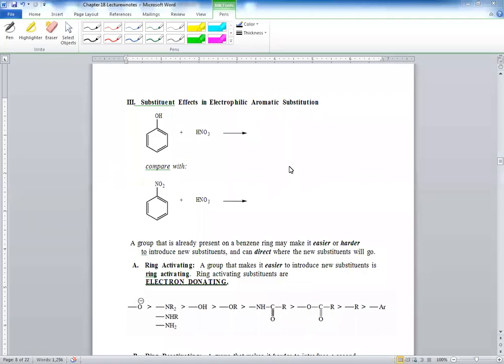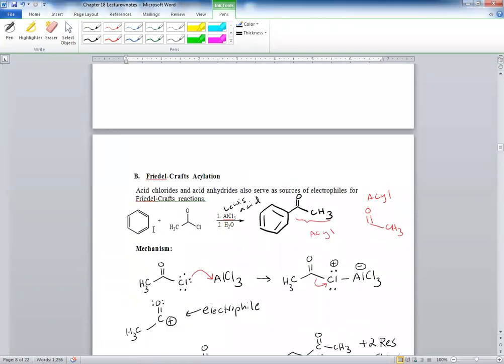Substituent effects in electrophilic aromatic substitution. So far, we have been talking about the reaction between benzene and an electrophile. If you notice in the acylation, we just had a benzene react with the acyl group. There was nothing on benzene.